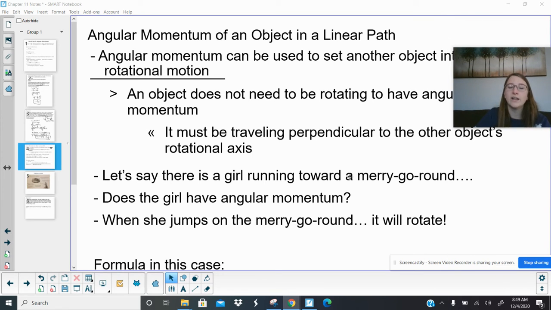So we have a girl running towards a merry-go-round. Now, we wouldn't normally think of the girl having angular momentum because she's running in a straight line. We can talk about definitely her linear momentum at that point, but when she jumps on the merry-go-round, it is going to rotate. So her momentum transferred into the merry-go-round and caused it to rotate. So she actually does have angular momentum if she is causing angular rotation. But we look at the formula a little bit differently.